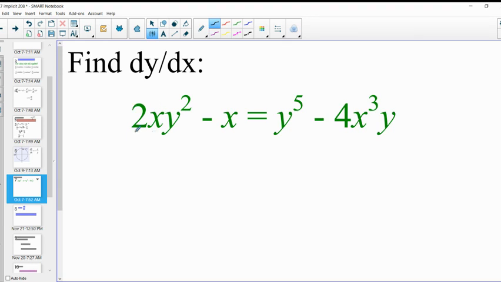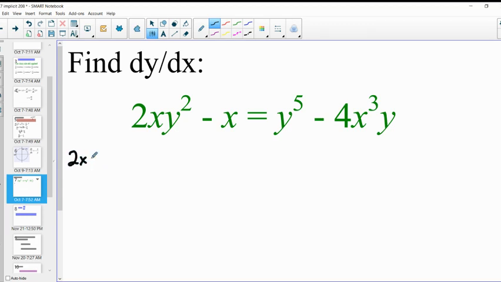I've got 2x, which I know how to differentiate, times y squared, which I know how to differentiate. In that last term, I've got 4x cubed, which I know how to differentiate, times y, which now I know how to differentiate. And so as I take my derivatives, I'm going to do product rule.